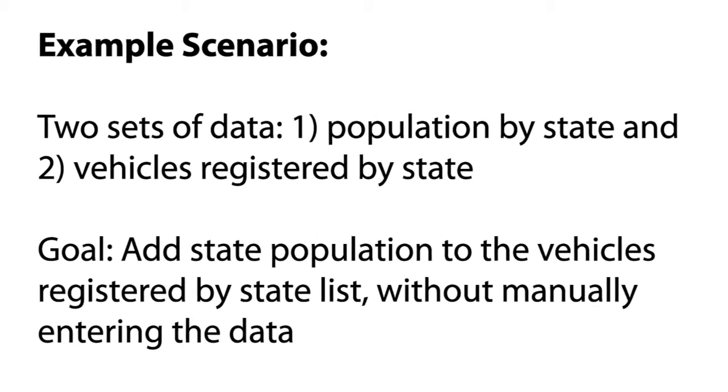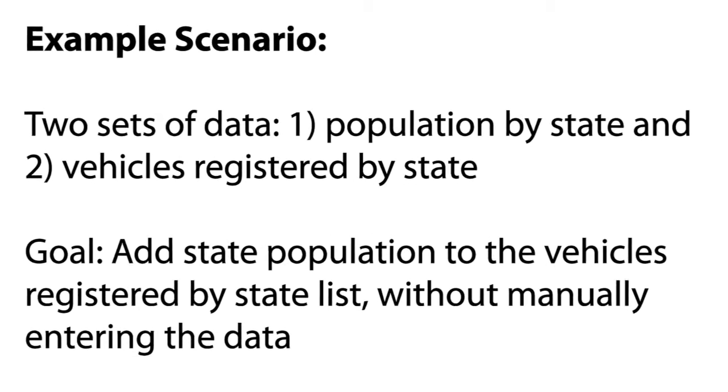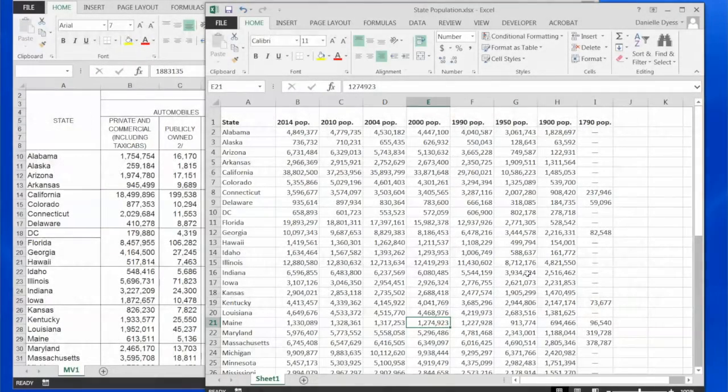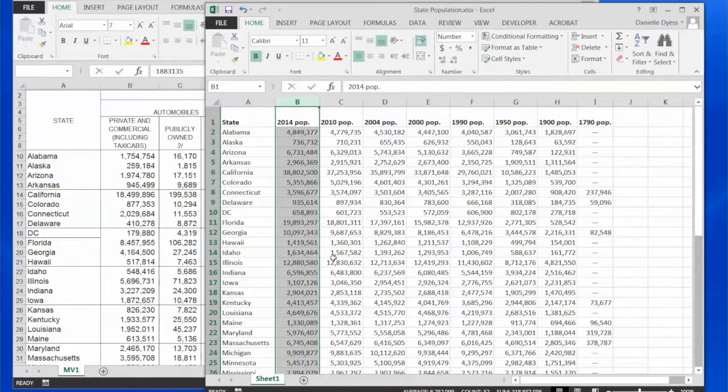In the situation we have today, we are looking at two different spreadsheets full of data. The first spreadsheet I have here is population by state. I have each of the 50 states listed and the District of Columbia, along with population by year going back to 1790. In this example, we're just going to be looking at the population for 2014, so keep that in mind.